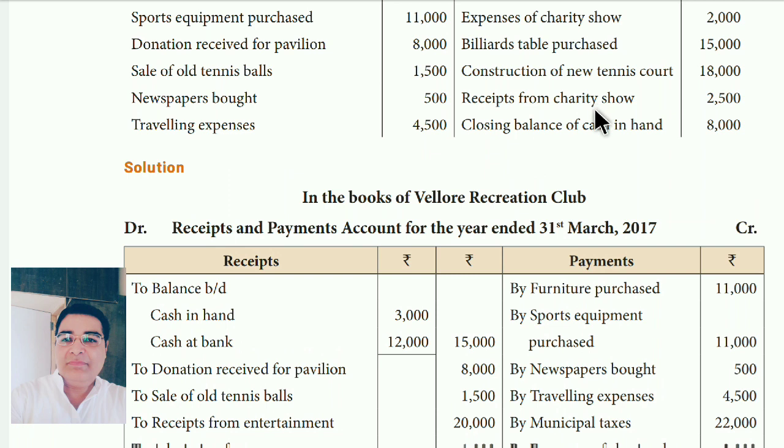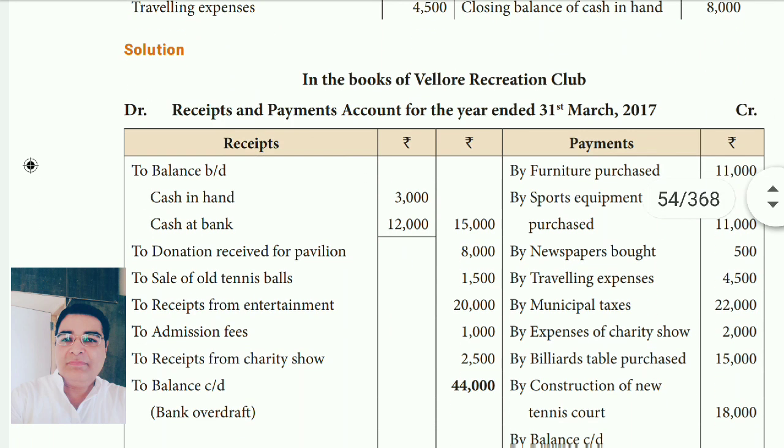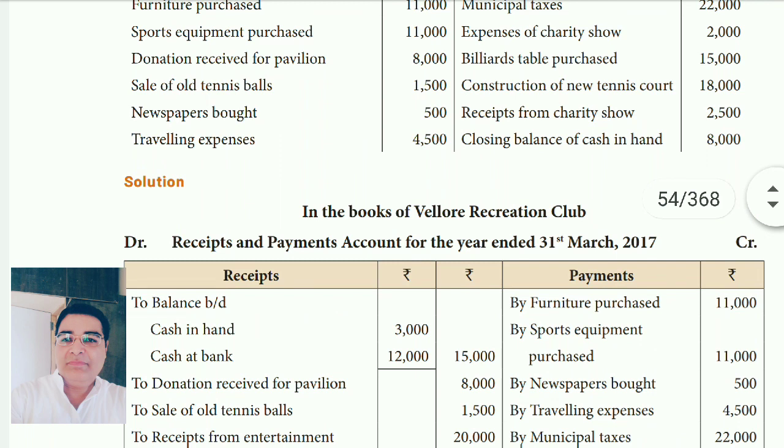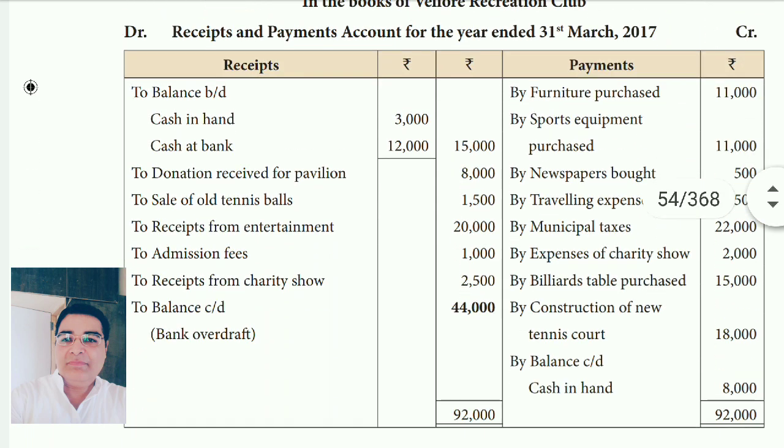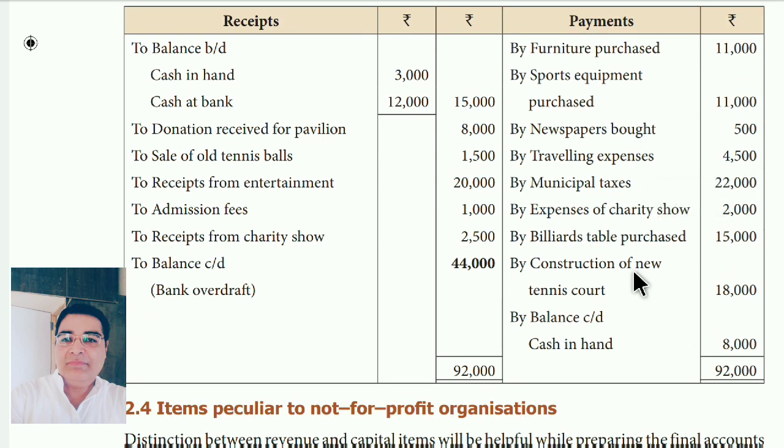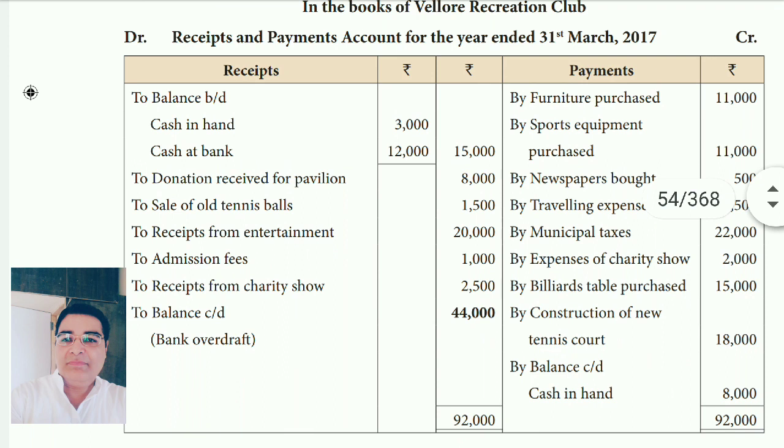Next, receipt from charity show. We did the charity show and we collected the amount, a receipt of 2,500. So receipt from charity show 2,500 on the receipt side. Next one, closing balance of cash in hand. So we have to write down closing balance of cash in hand 8,000.